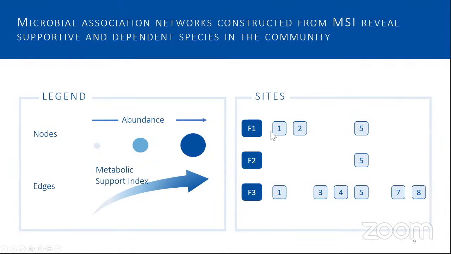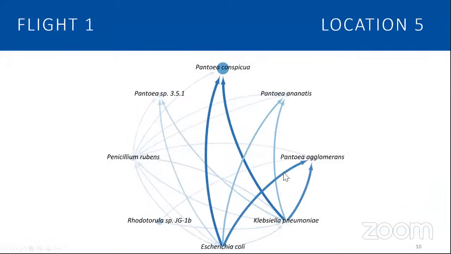And so these are the sites where Klebsiella pneumoniae was actually found to be present. Therefore, we considered these sites across these 3 flights for our study. When we look at the association network in flight 1, we can straight away say that Pantoea species, especially Pantoea conspicua and Pantoea agglomerans, seem to be highly dependent on some of the other organisms in the community, such as Escherichia coli and Klebsiella pneumoniae.